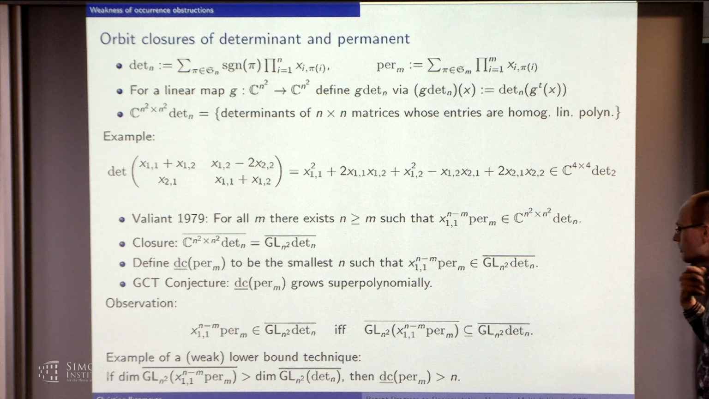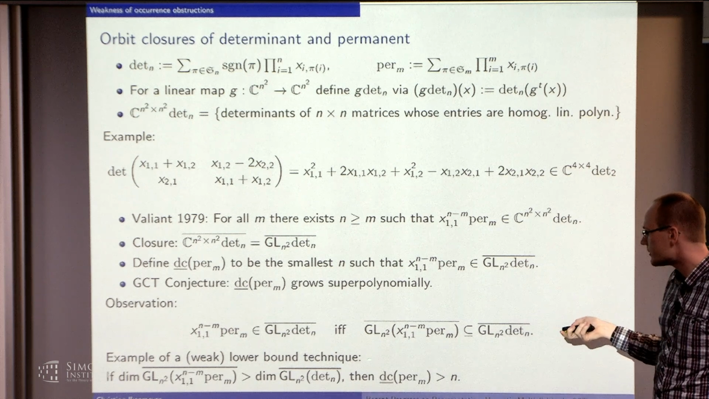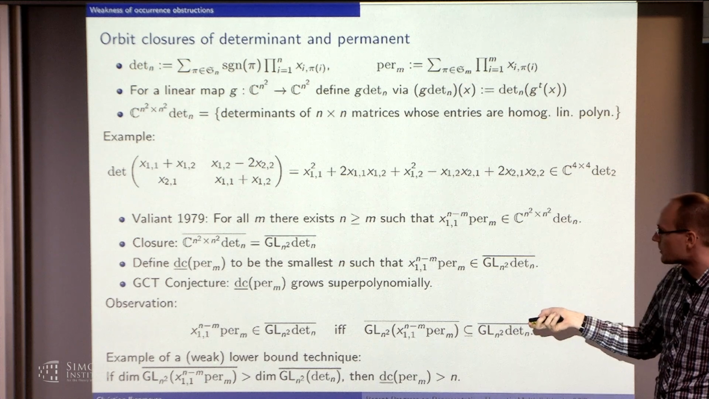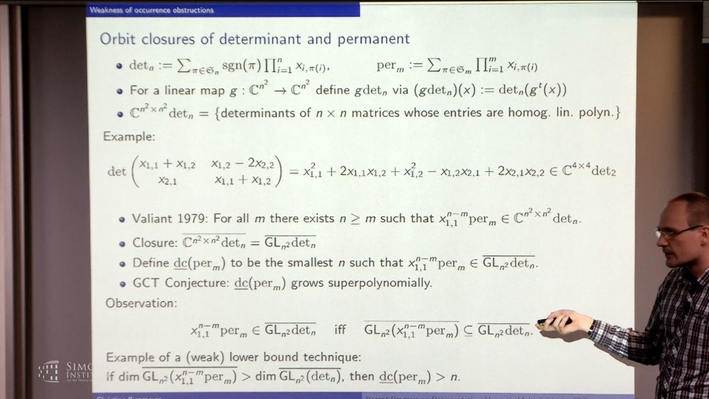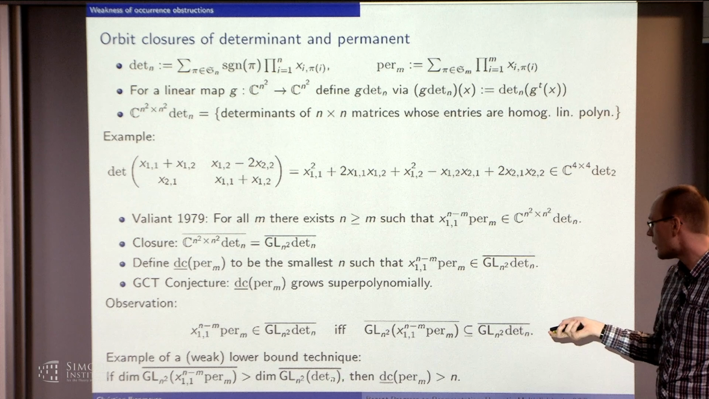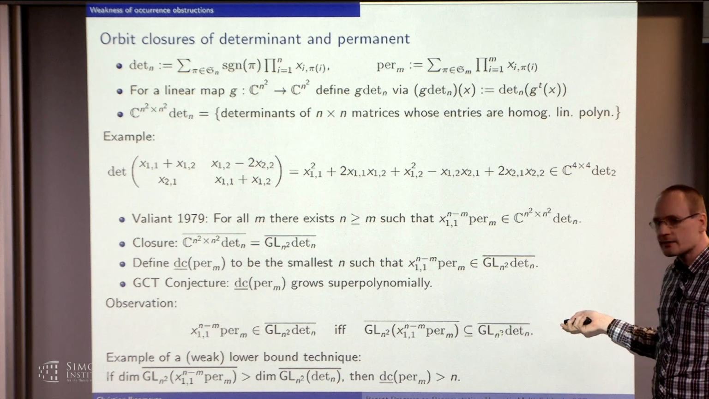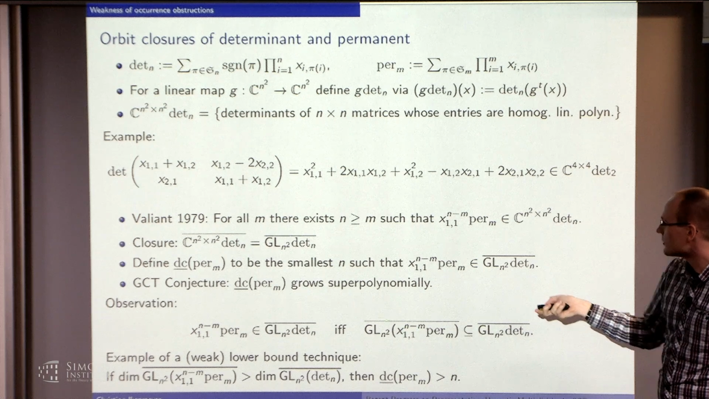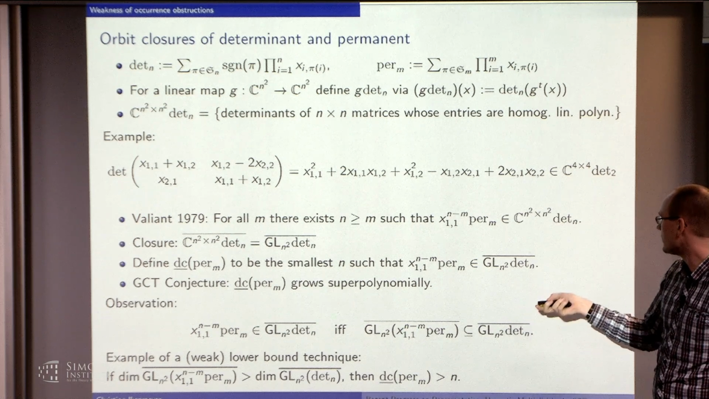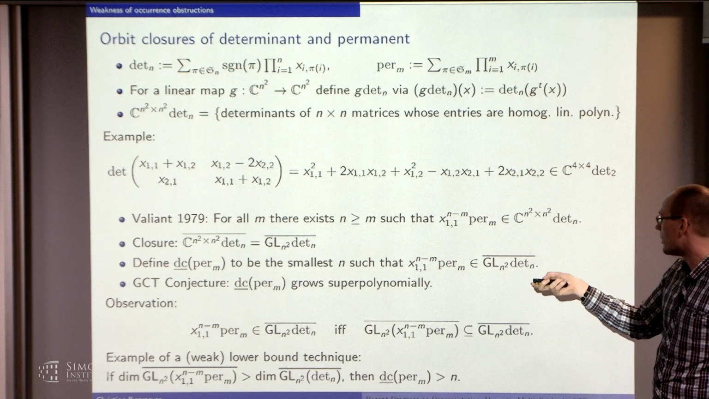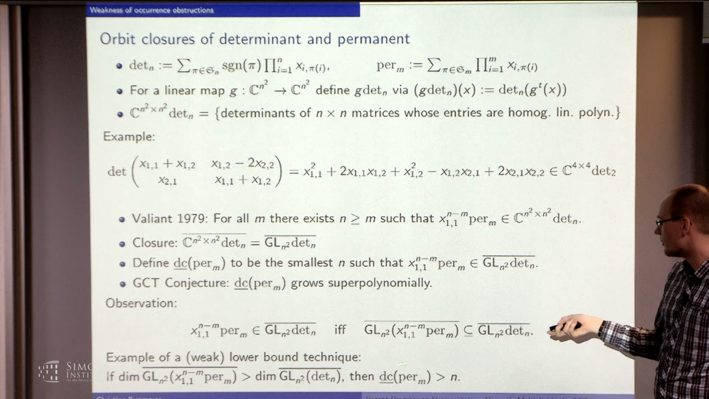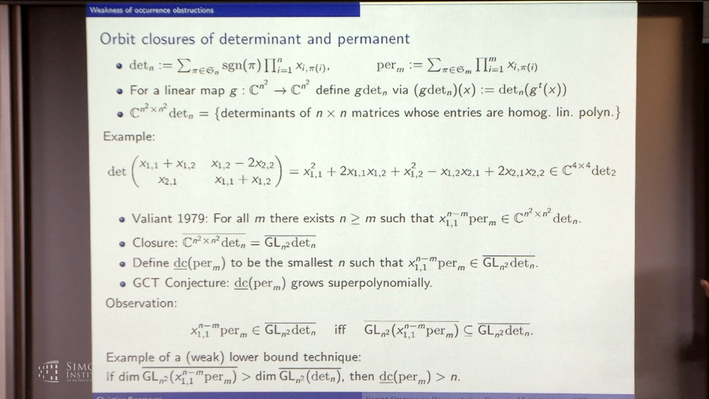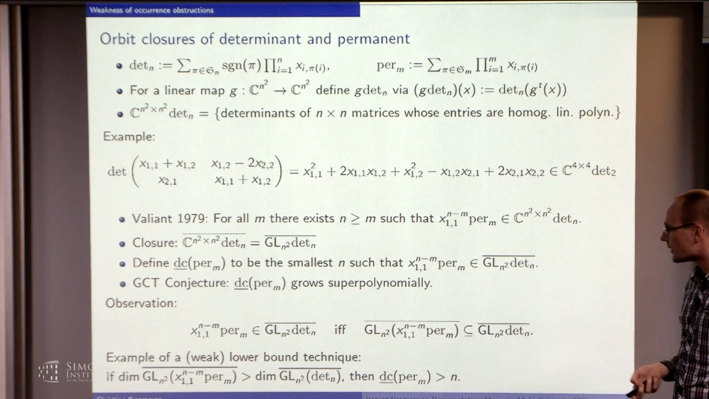You just want to prove that one doesn't lie in the other. We can do this, for example, with a very weak lower bound technique. Varieties, for example, have a dimension, right? So if the dimension on the permanent side exceeds the dimension on the determinant side, you cannot have this sitting inside here. And then by definition, this point does not lie in here, and this gives you a lower bound on the border determinantal complexity of the permanent, right?